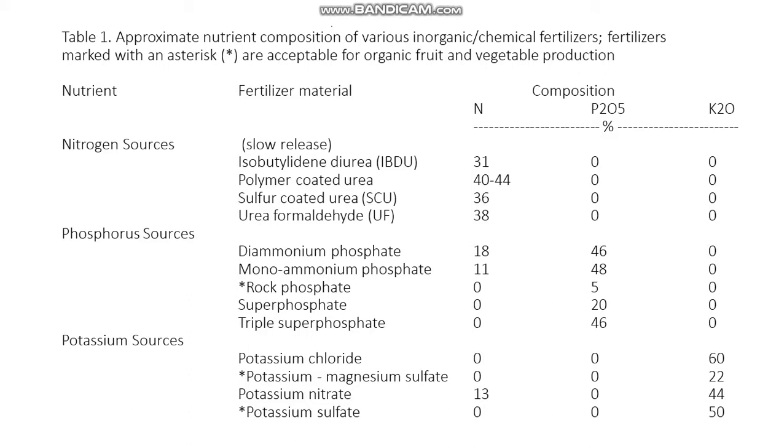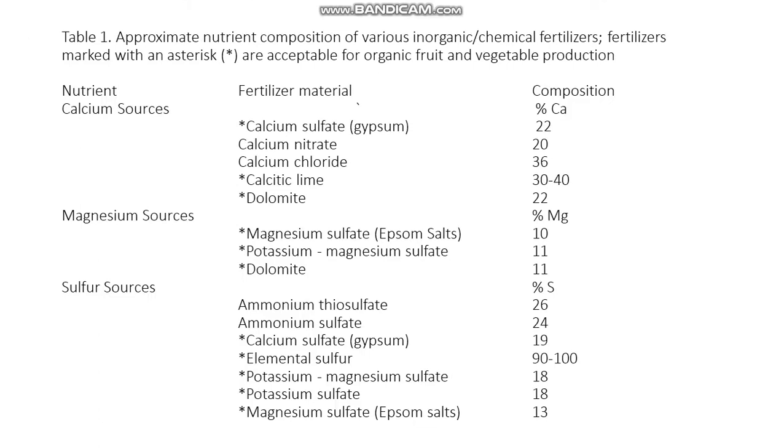urea formaldehyde. We have also phosphorus sources such as diammonium phosphate, monoammonium phosphate, rock phosphate, super phosphate, triple super phosphate. And for potassium sources, we have potassium chloride, potassium magnesium sulfate, potassium nitrate, potassium sulfate. For calcium sources, we have calcium sulfate, which is the gypsum, calcium nitrate, calcium chloride, calcitic lime, and dolomite. For magnesium sources, we have magnesium sulfate, which is the Epsom salt, potassium magnesium sulfate, and dolomite.